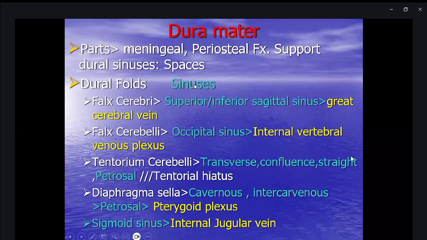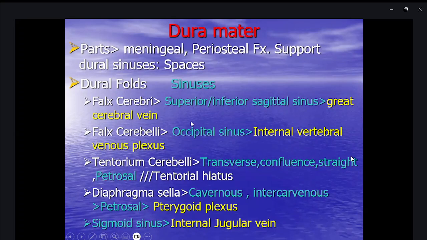Within the dural folds, we have sinuses. Sinuses are blood channels. So in the falx cerebri, the superior part, we have a superior and inferior sagittal sinus, because they are at the midline, that's why we call it sagittal sinus. This sagittal sinus receives blood from the great cerebral vein.